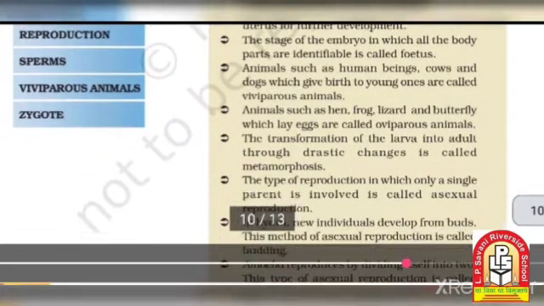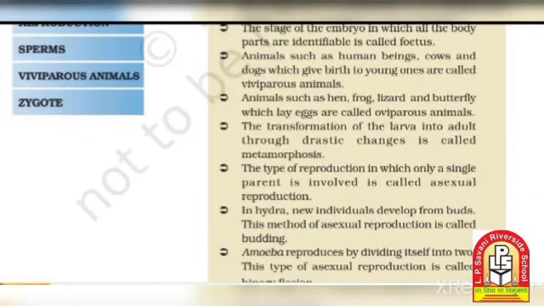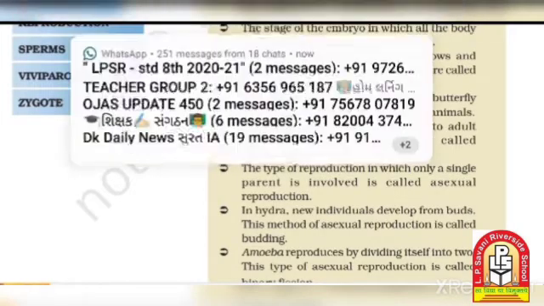And animals such as hen, frog, lizard, butterfly which lay eggs are called oviparous animals. So oviparous animals lay eggs and give birth to their young with the help of eggs. Okay, so the transformation of the larva into the adult through drastic changes is called metamorphosis. Metamorphosis is the process of becoming an adult from a larva, that is known as metamorphosis.